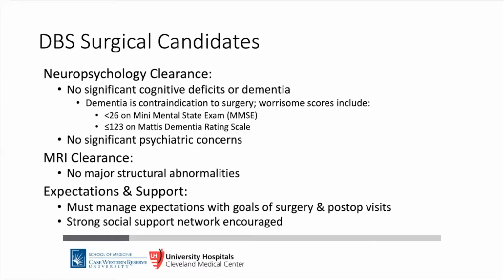For the neuropsychology clearance, we want to make sure that there's no significant cognitive deficits or dementia. So dementia is really an absolute contraindication to surgery, and worrisome scores would be less than a 26 on the mini mental exam or less than 123 on the dementia rating scale. So these are important to evaluate, and that you have a really good neuropsychologist who can help you with this.